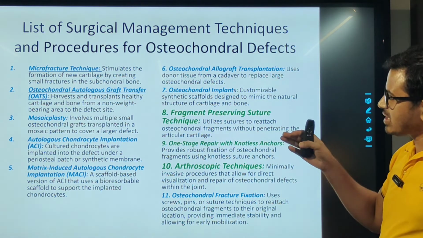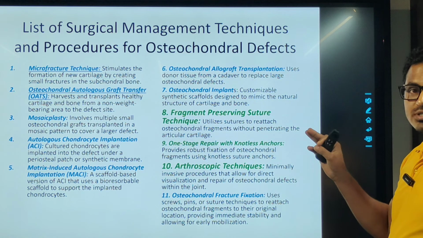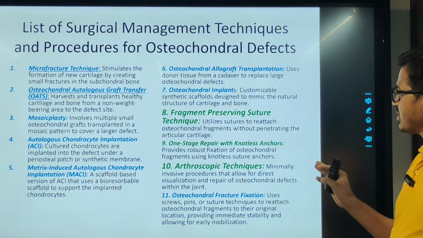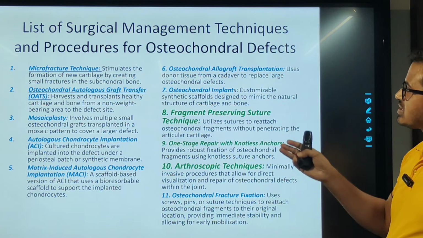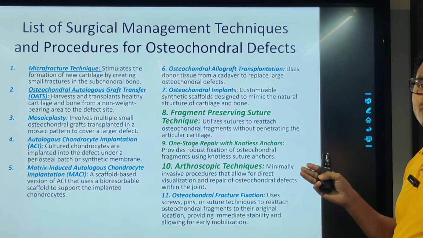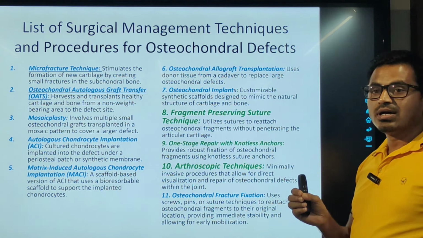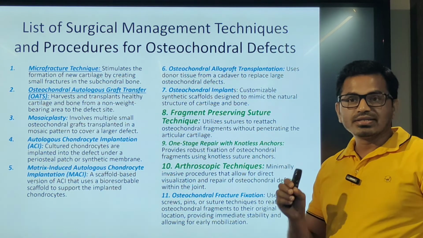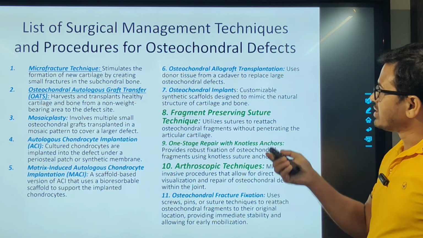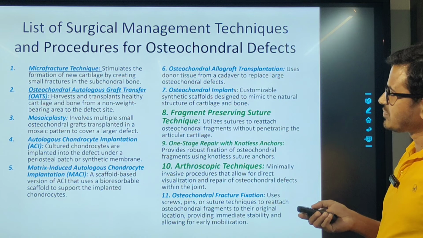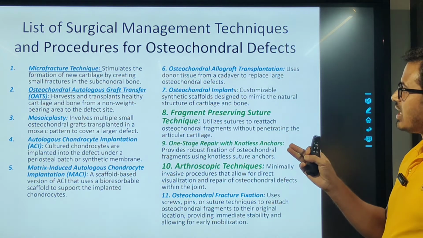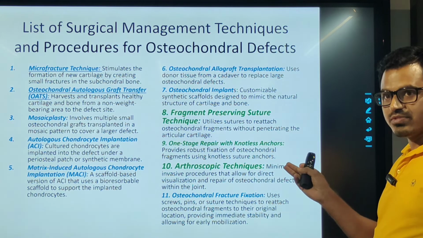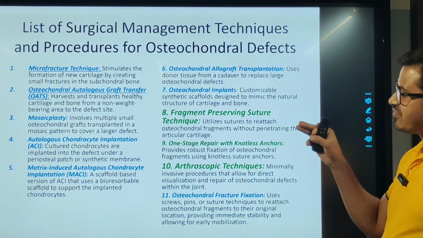There are so many options, but today we will be discussing the fragment preserving suture bridge technique. Other options are the microfracture technique, which usually stimulates the formation of new cartilage by recruiting mesenchymal stem cells at the cartilage defect site. Other is osteochondral autologous graft transfer. Here we harvest and transplant healthy cartilage and bone from a non-weight-bearing area to the defect site.